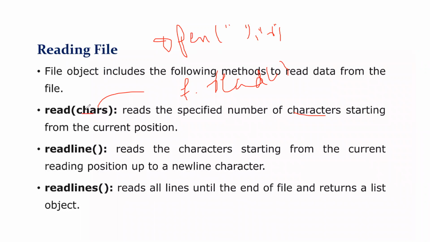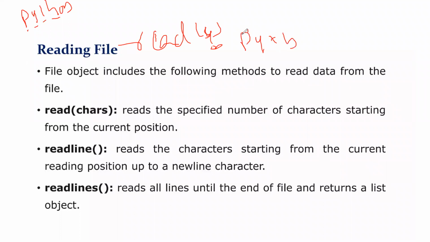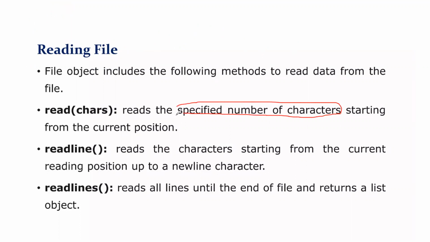What do you mean here? Simply, if I want to read only the first few characters, read returns characters. If I use Python, stored in a file, I'll show you at the end of this class. If I use read, it reads like the split function, P, Y, T, H. If I use read 4, it reads the first 4 letters, P Y T H. Until here only it will print the data. So a specified number of characters. How can we specify? In this parenthesis, we can give the number.